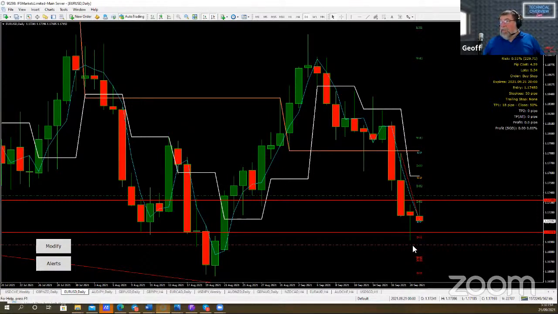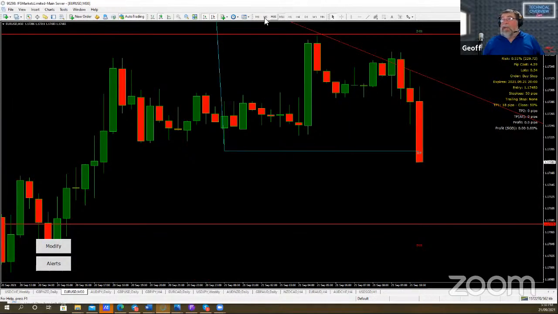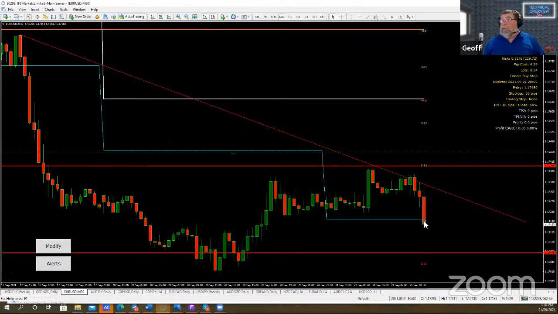Entry above today's bar, stop loss below yesterday's bar, and take profit just before the weekly pivot. That's the trade for today, Euro Dollar. Now, this could well be, or there could well be a better entry. Price is giving us an indication that we may get a lower price here.